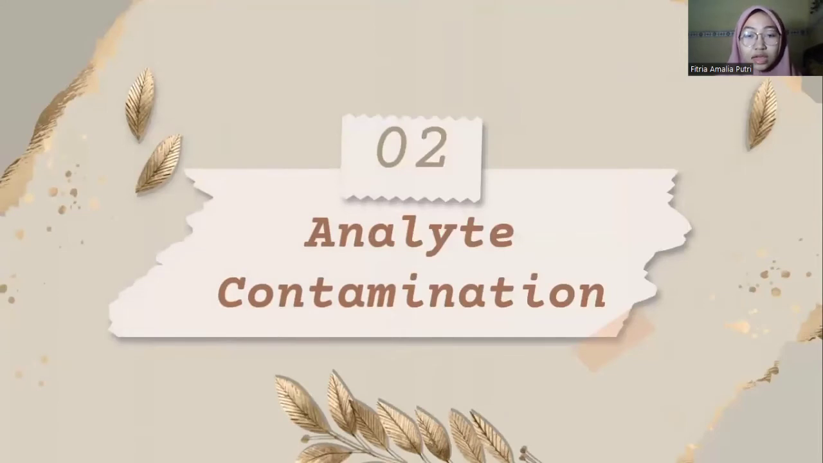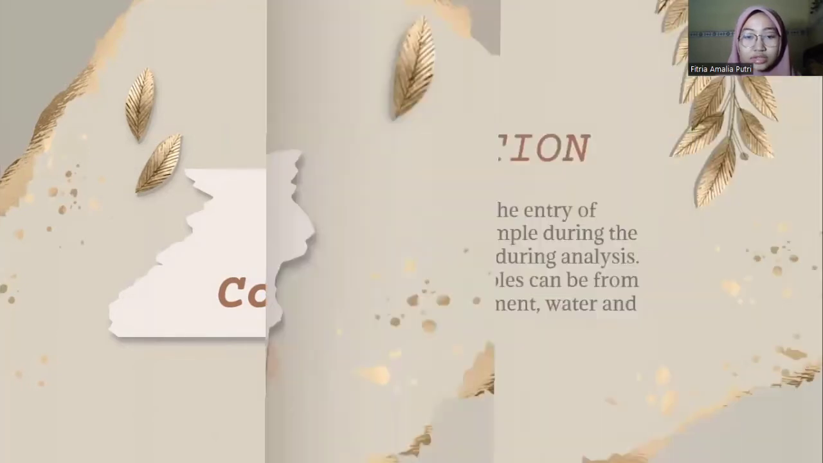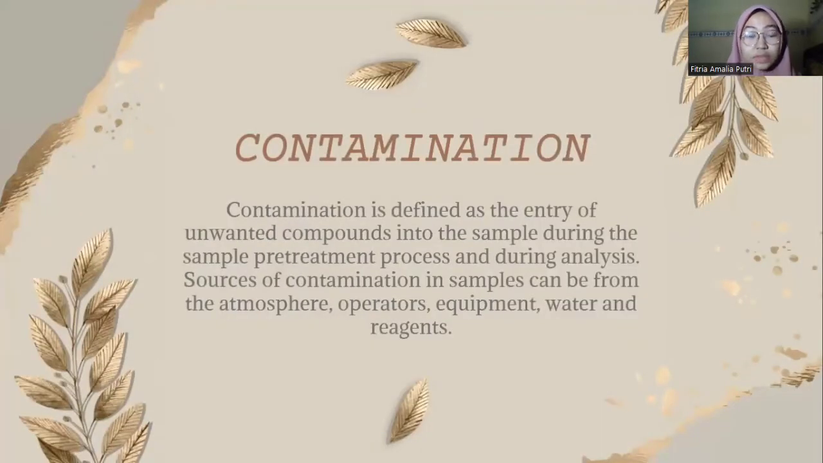And this is the second topic. Second topic is analyte contamination. What is contamination? Contamination is defined as the entry of unwanted compounds into the sample during the sample pretreatment process and during analysis. Sources of contamination in samples can be from the atmosphere, operators, equipment, water, and reagents.